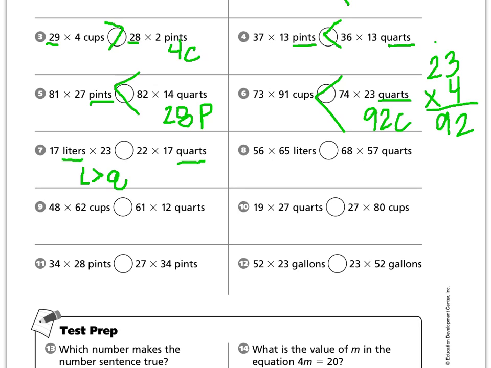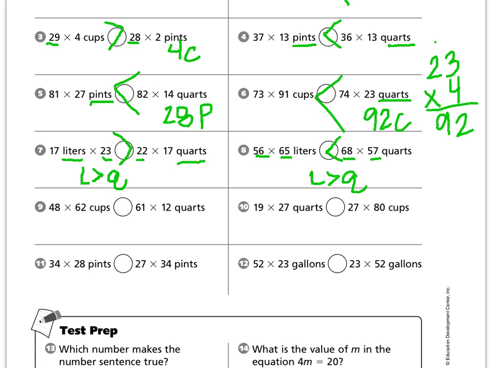If you know that a liter is greater than a quart, and 17 liters versus 17 quarts, and you have 23 and 22, you know that 17 liters times 23 is going to be greater. Same thing over here. Remember, liters are going to be greater than quarts, but they're only greater by just a little bit. So looking at this, you have 68 versus 65 and 57 versus 56. Since liters are greater than quarts, but only by a little bit, 68 times 57 will be greater.